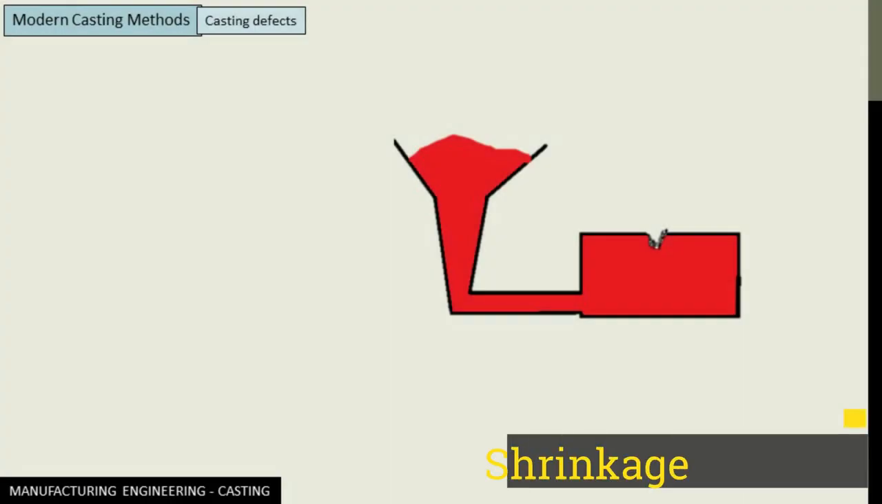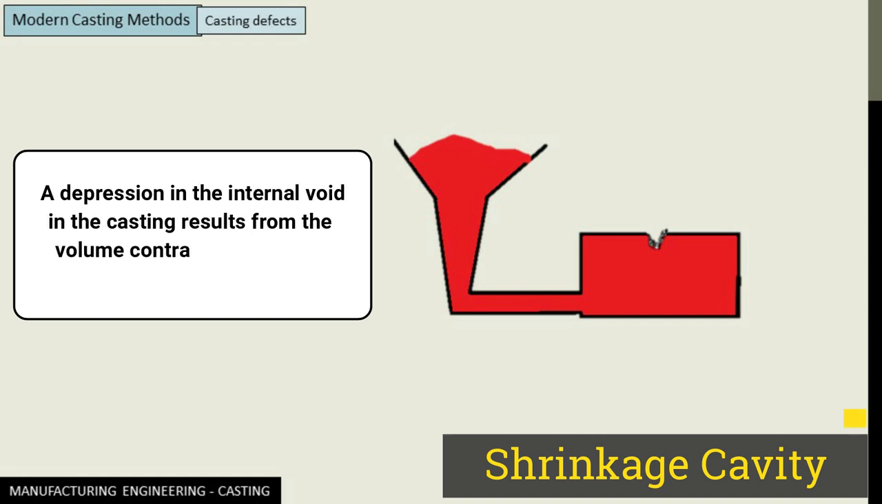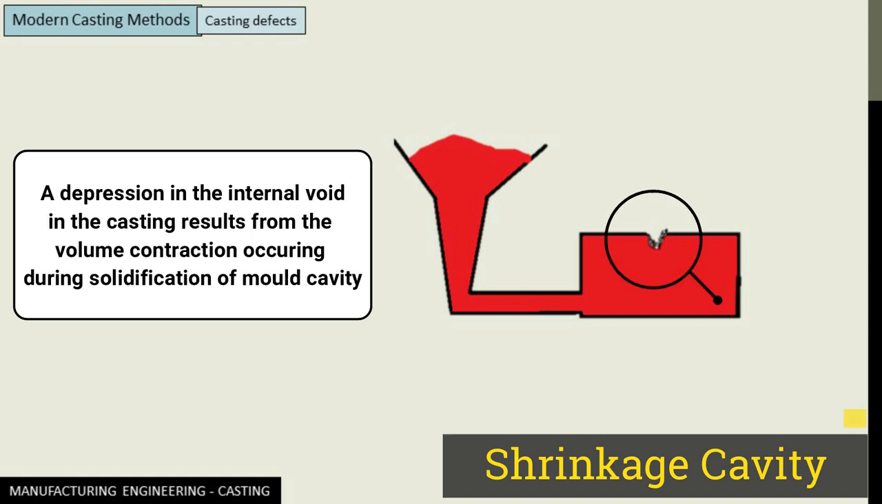Next we have a shrinkage cavity. A shrinkage cavity is a depression or an internal void in a casting that results from the volume contraction that occurs during solidification.